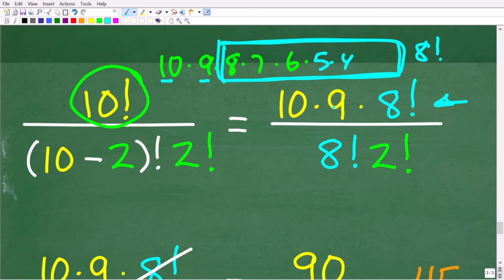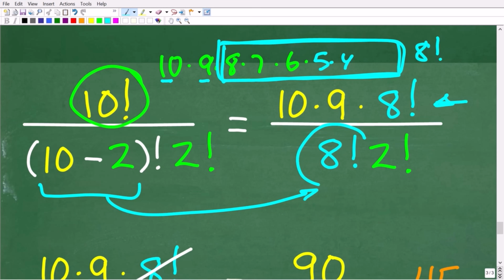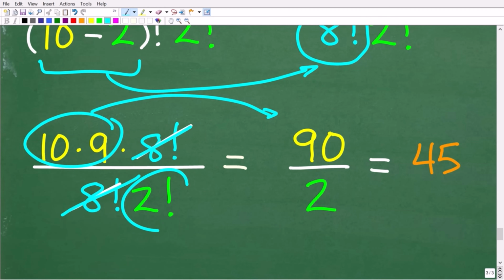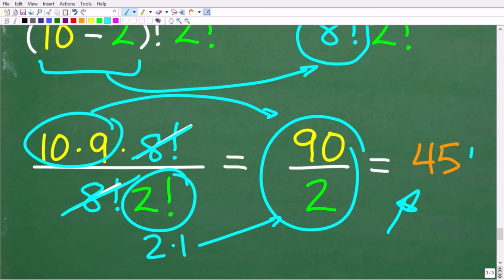The reason we want to think of it this way is because down here in the denominator, we have (10 minus 2) factorial, and of course 10 minus 2 is 8 factorial. So we have 8 factorial in the denominator and also 8 factorial in the numerator. This is going to make the math super easy because we can cross-cancel these two factorials. So we're left with 10 times 9, which is 90, over 2 factorial, and that's just 2 times 1, or 2. So 90 divided by 2 is 45. The correct answer here is 45 handshakes.